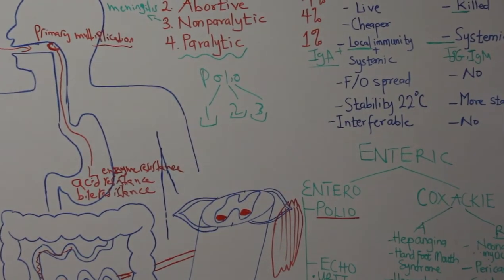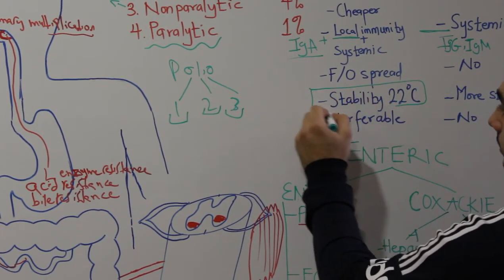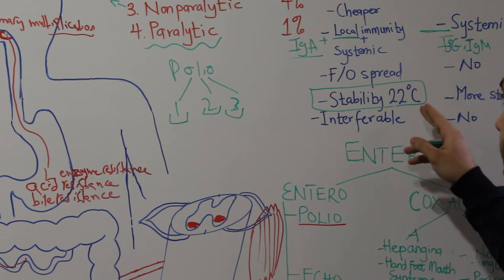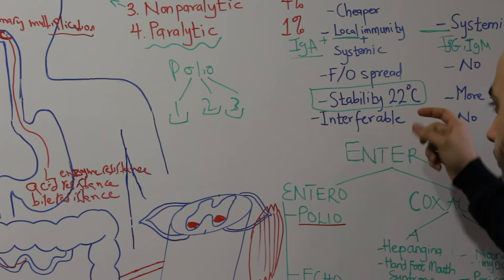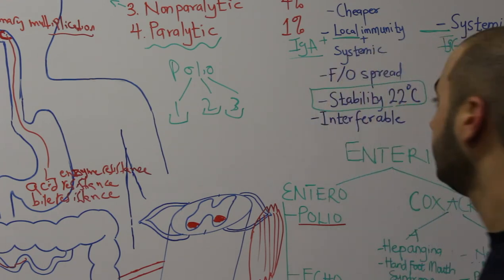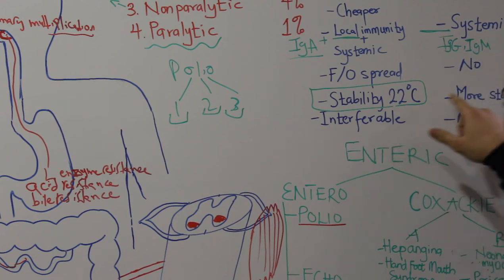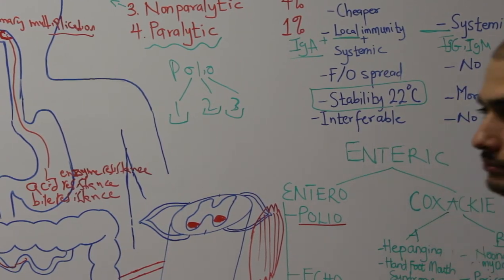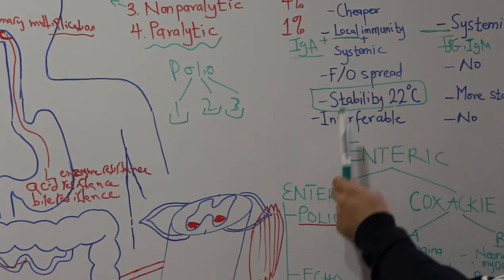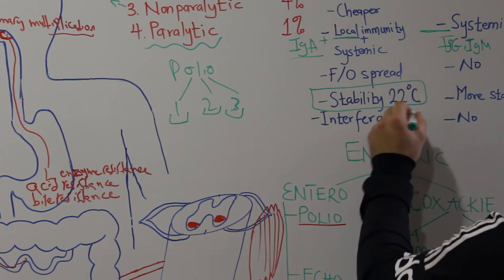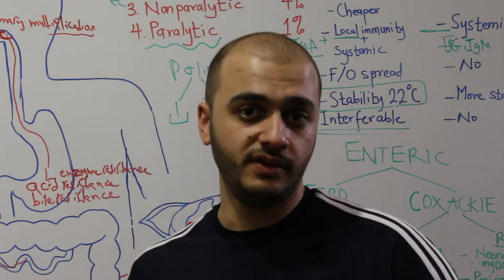Second, it's actually a disadvantage: the stability. Because it's a live vaccine, the stability of the vaccine is less than the killed one. So it should be given under 22 degrees of temperature, while here you can give it under any temperature. It's more stable. And there is another disadvantage feature for the oral vaccine.